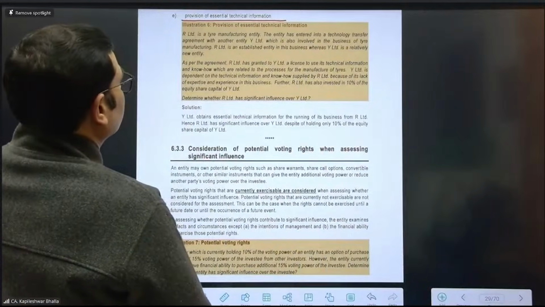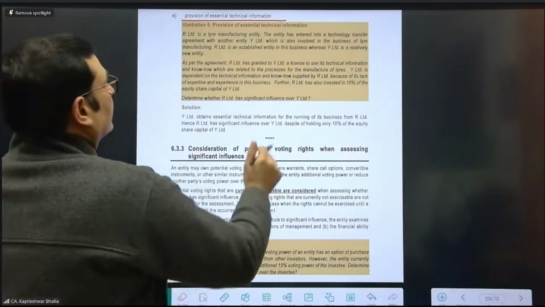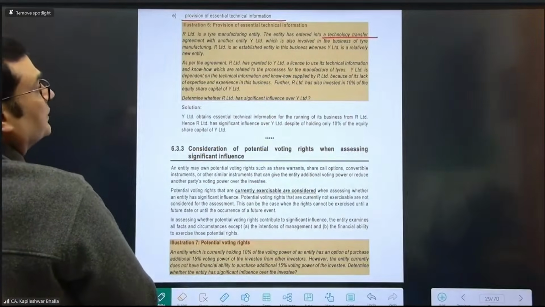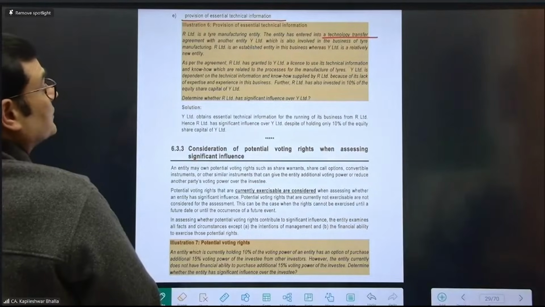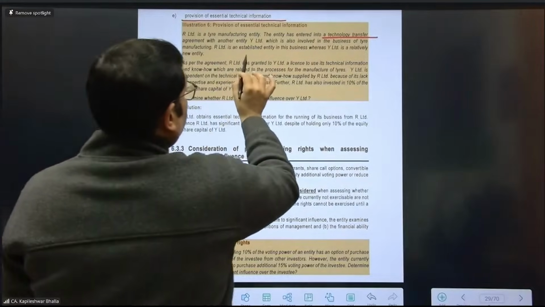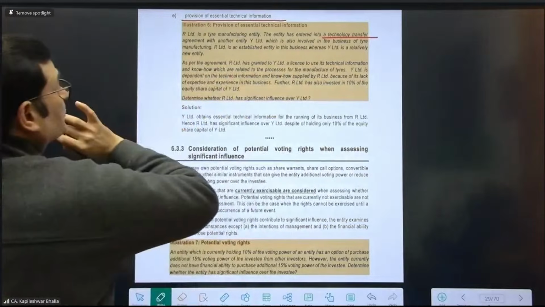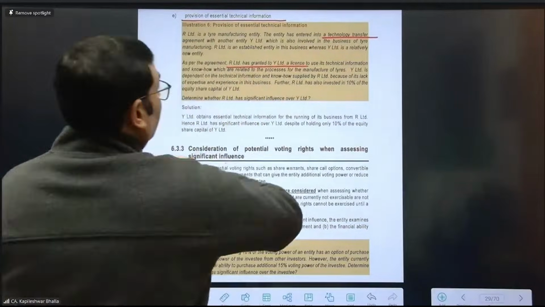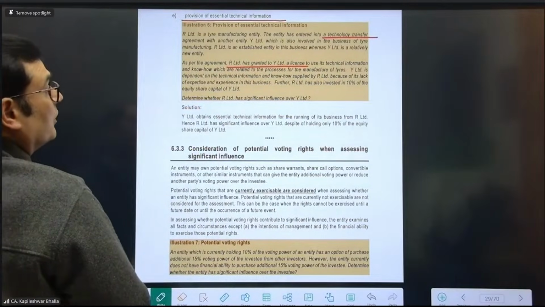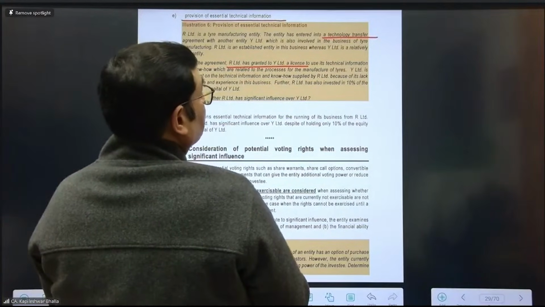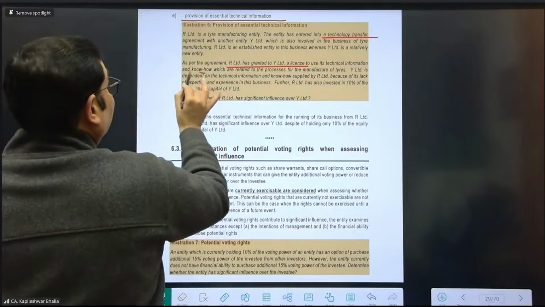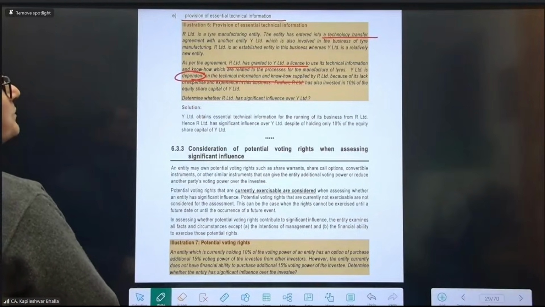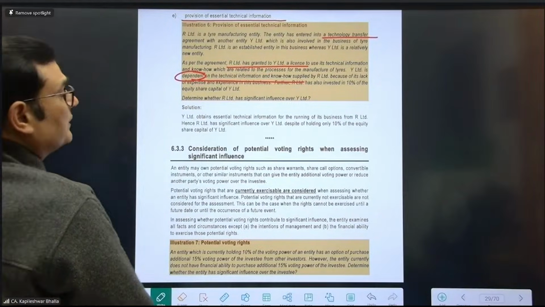It says R is a tire manufacturing entity and the entity entered into a technology transfer agreement with another entity Y, which is also involved in the business of tire manufacturing. R is an established entity in the business, whereas Y is relatively a new entity. As per the agreement, R has granted Y a license to use the technical information and know-how which are related to the process of manufacturing tires. Y is dependent upon the technical information and the know-how because of the lack of expertise and experience. The investment is merely 10%.